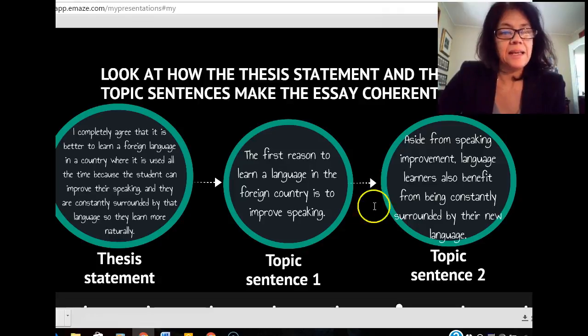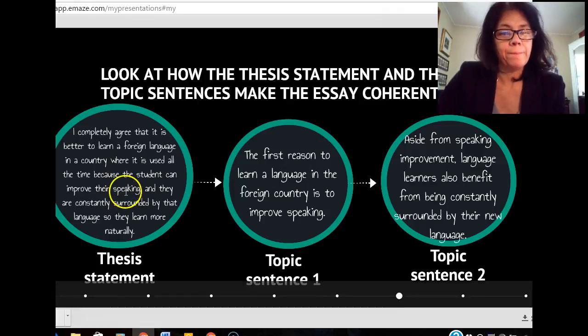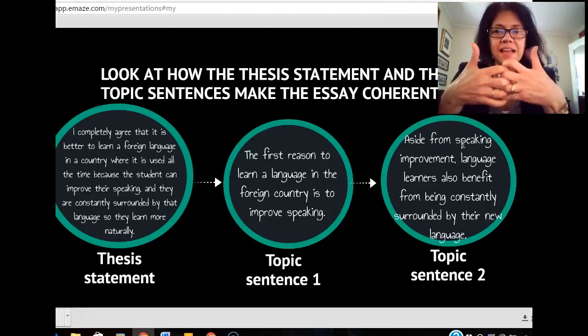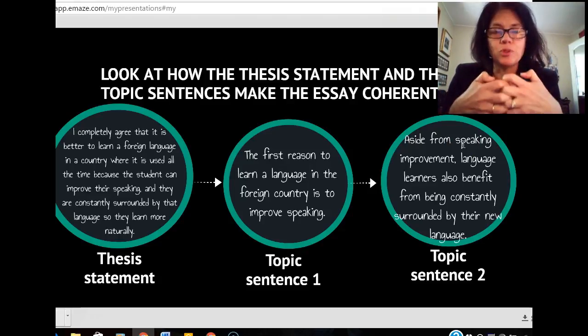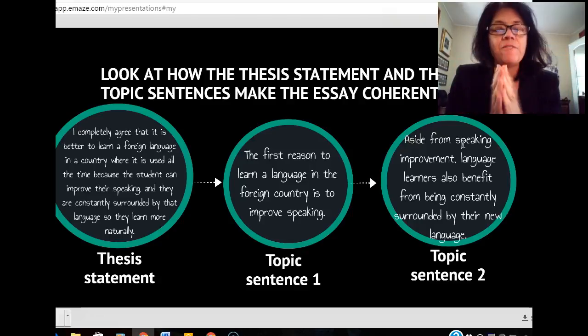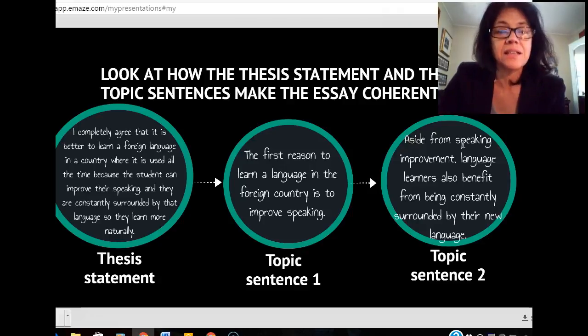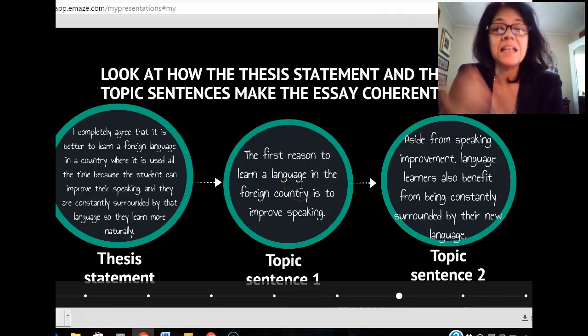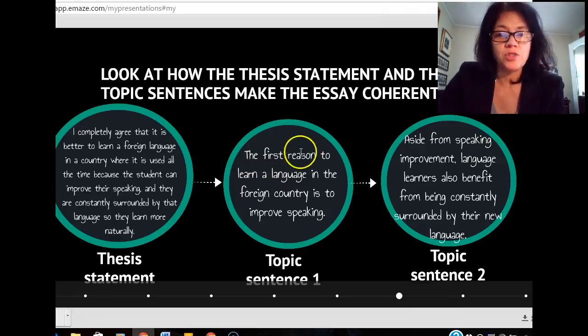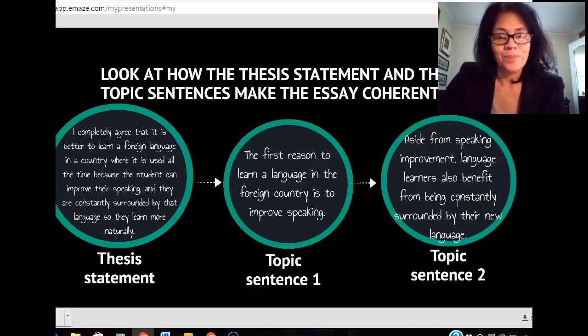Hopefully, you can see speaking here, and speaking here. This makes your essay have very good bones or a good skeleton and everything ties together. This is very important in an IELTS essay and you achieve it by using linking words. The first reason, aside from, also. So that's the first feature of a successful Task 2 essay, coherence.